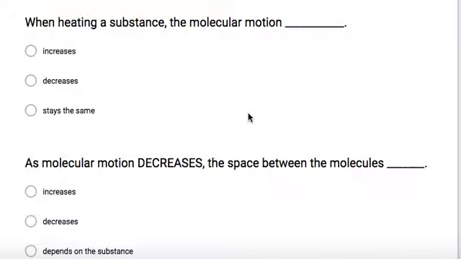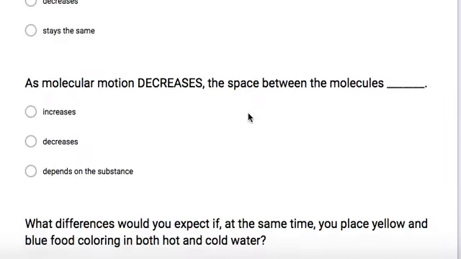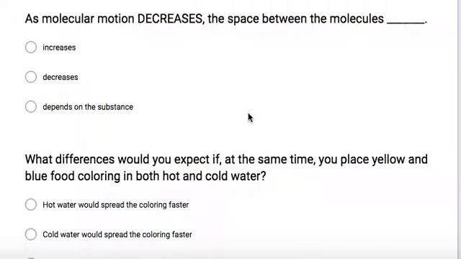When heating a substance, the molecular motion increases, decreases, stays the same. As the molecular motion decreases, the space between the molecules increases, decreases, depends on the substance.